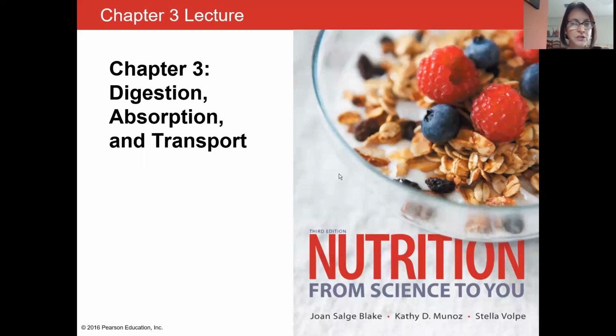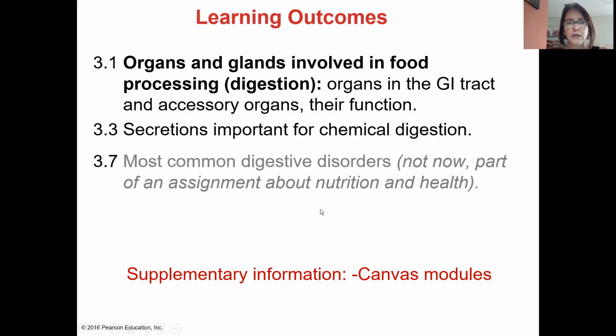Hello everyone. In this chapter, we will be talking about organs and glands involved in food processing. During this presentation, we will be mentioning different secretions that are important for chemical digestion. We will see what chemical digestion is. And we won't talk today about digestive disorders, although I will mention celiac disease and lactose intolerance.